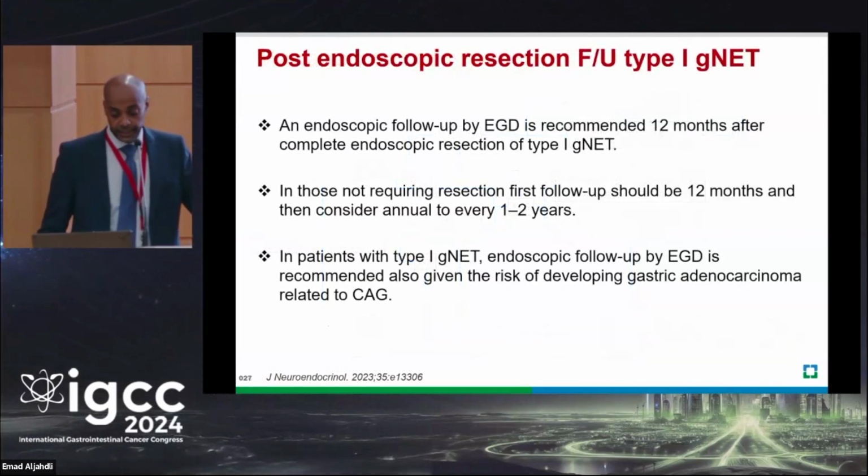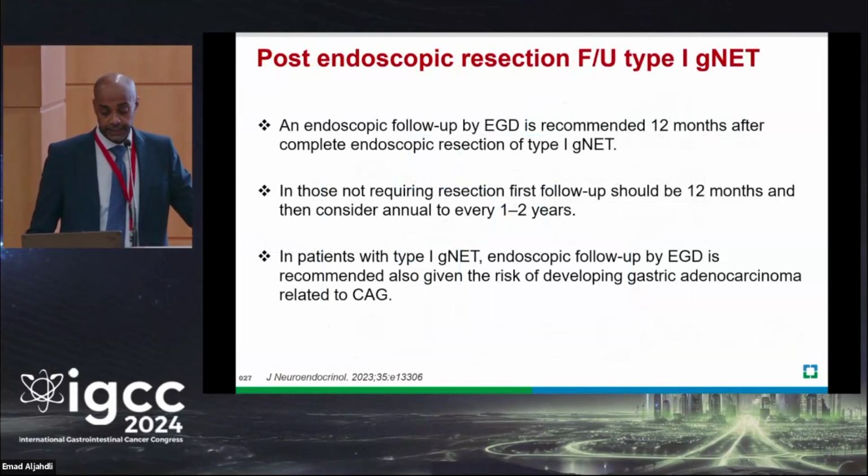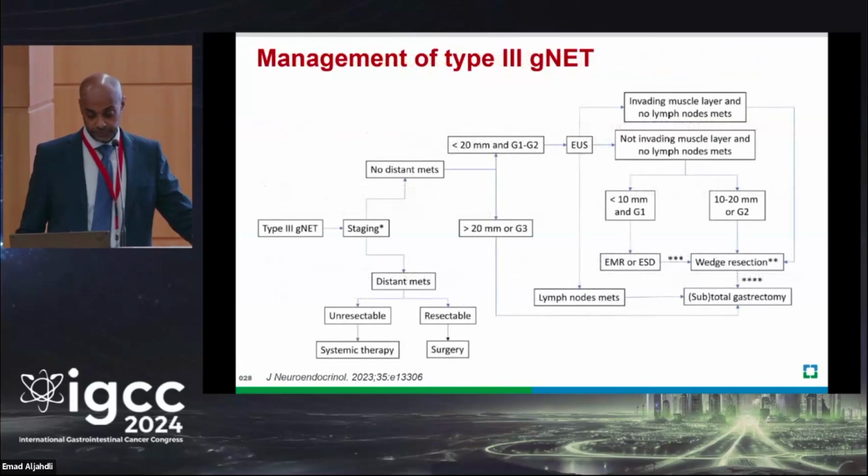Post-endoscopic resection, the recommendation for follow-up, if it's a complete resection, is to repeat the endoscopy in a year. And if the patient is not having an endoscopic resection, then they recommend to come back in a year and then stratify if you want to do it every 1 to 2 years. Just also to remind you that type 1 is associated with chronic atrophic gastritis, so these patients do have an increased risk for gastric cancer, and that's why endoscopic surveillance is important.